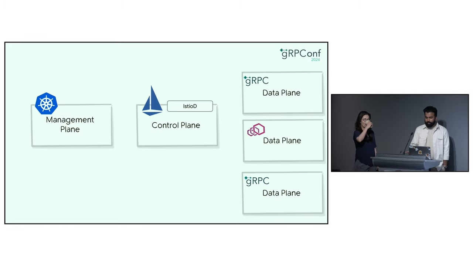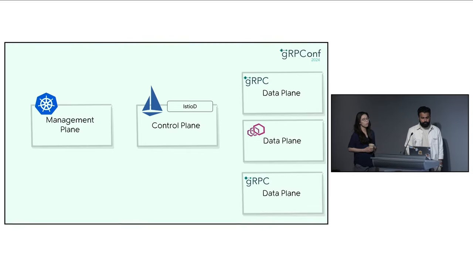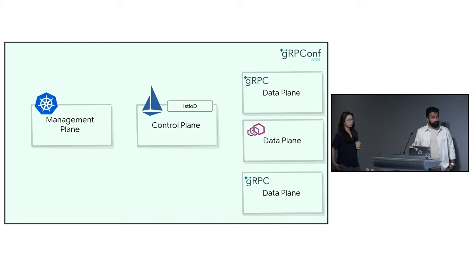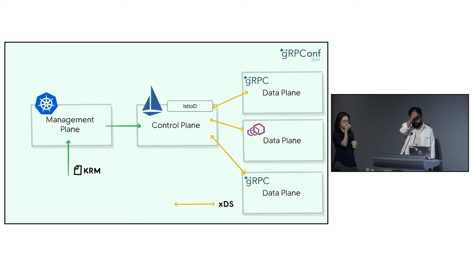Here's a popular example of how the different planes would translate for a mesh setup using Istio. So you can see that Istiod is the control plane here, and you're using Kubernetes as the management plane, and you can have a variety of data plane implementations being used here. You could also use KRM to declaratively define your infrastructure. The management plane would push configuration to the control plane, which is Istiod, and you have multiple options to configure the data plane of your application.